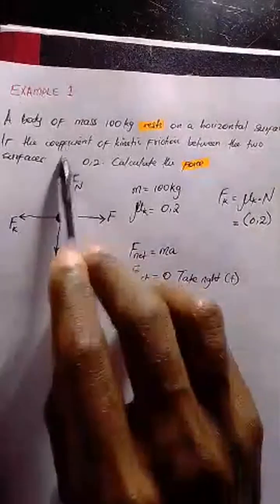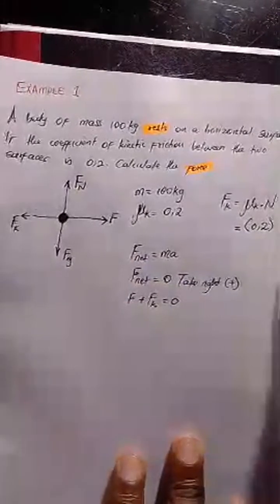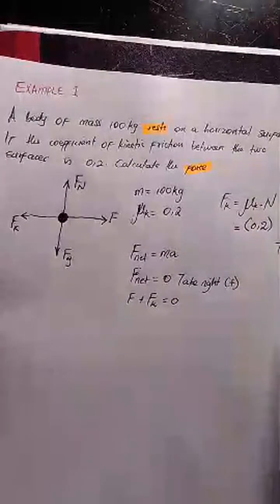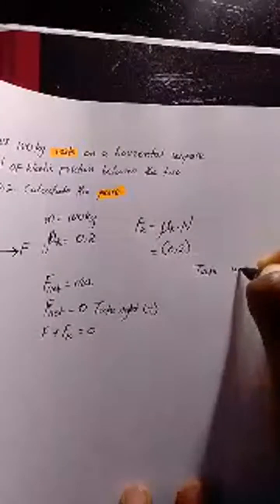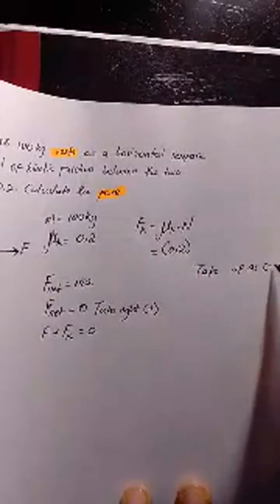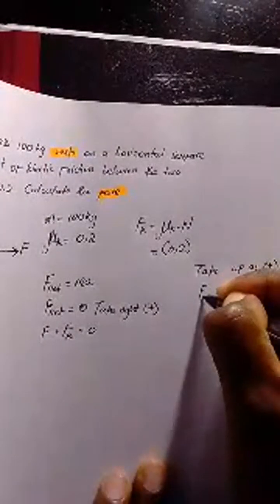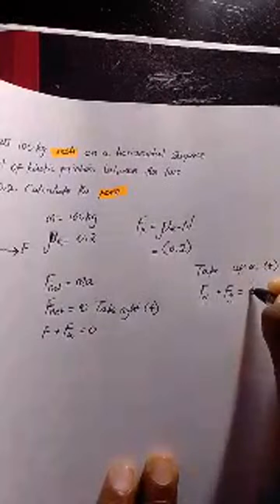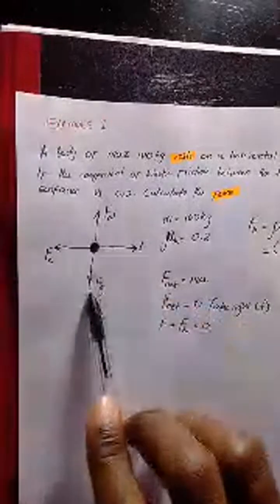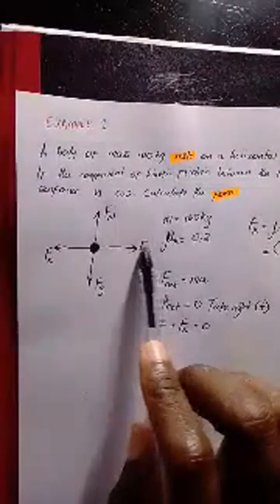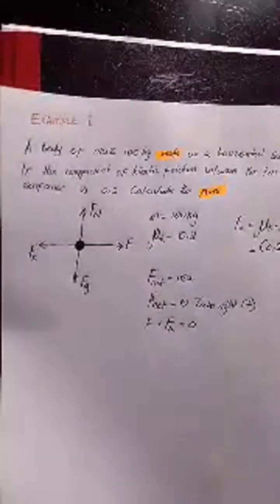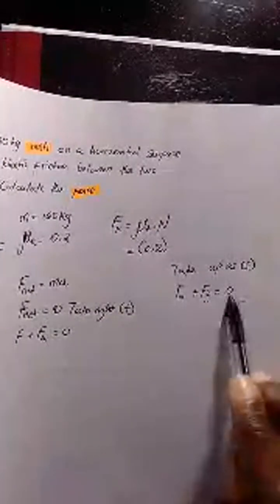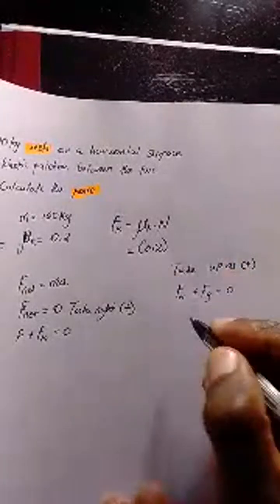That was horizontal. Now we are taking the direction for vertical. You're taking up as positive. Everything that is going down is negative. Okay? So you have Fn plus Fg equals 0. Why does it equal 0? Because this object is not moving up and down. It's moving left and right, in the horizontal. So it will always be 0 here. And then you are going to say Fn.